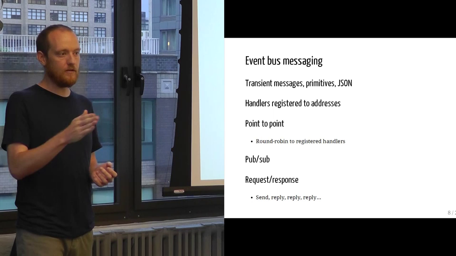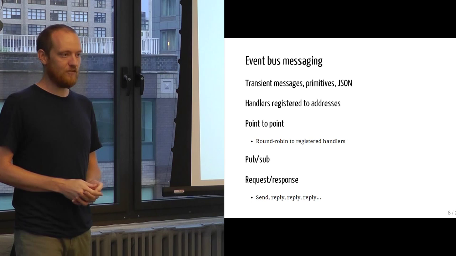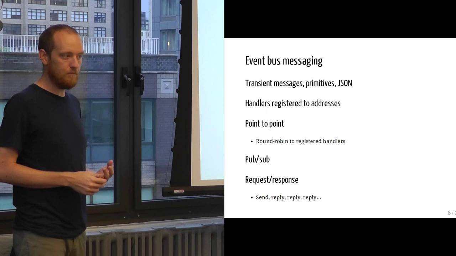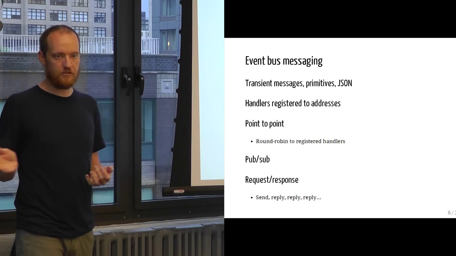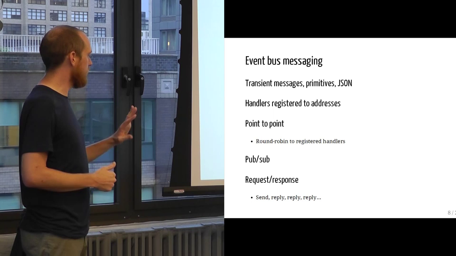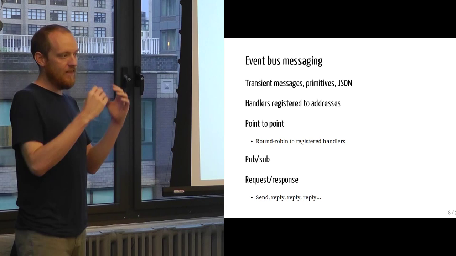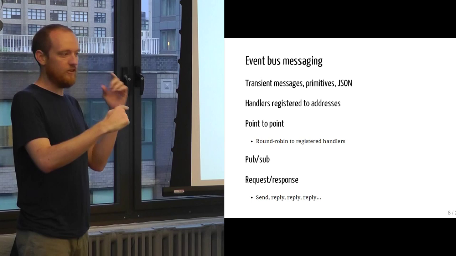I don't know if we want to consider that to be load balancing, but that's the semantics of that messaging topology. And then the other one, which we're all familiar with, is just PubSub. So you publish a message to an address, and all registered handlers of that address will receive the message. And then another common pattern is request-response. So I send to an address, a receiver receives that message, then using that message as the context can reply to that message, and you can keep building that conversation as deep as you want to go.